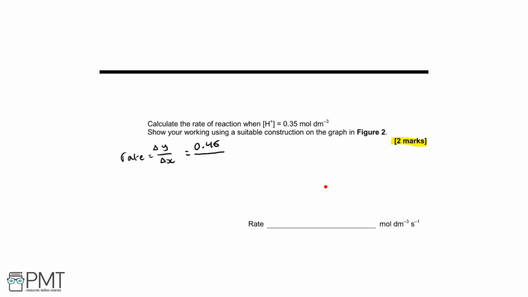Then our change in x was 1100, it went from 0 to 1100, so that gives us the calculation, which we can now put into our calculator to get a value of 4.18 times 10 to the minus 4 moles per decimeter cubed per second. So 4.18 times 10 to the minus 4 is our final answer for this line of best fit.